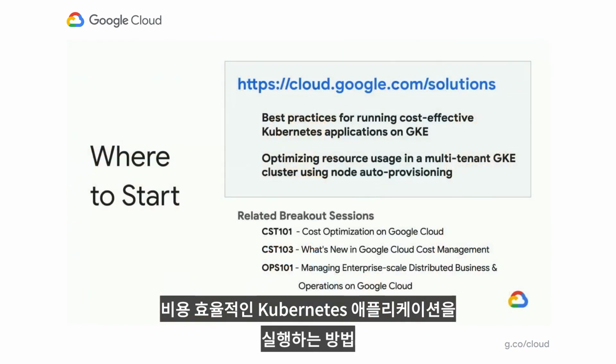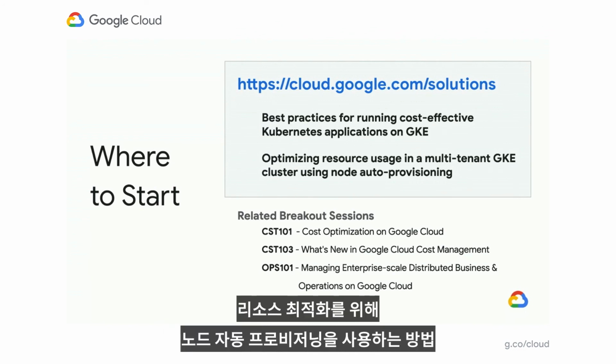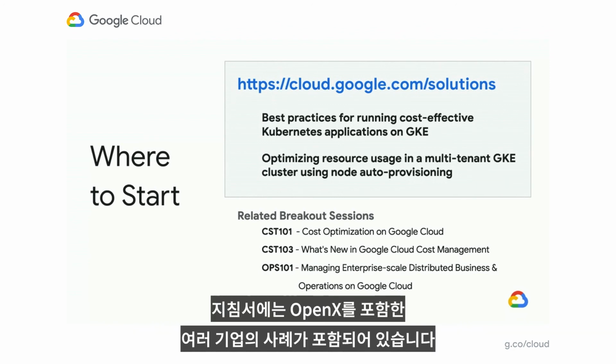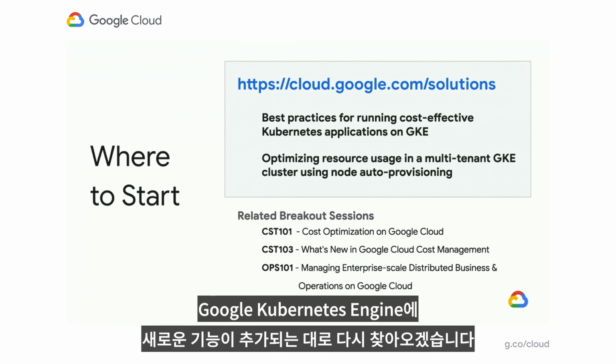Jersey, back to you. Thank you, Joel and Ivan, for sharing your experience with us. For those of you willing to get on a journey of optimizing cost to performance on GKE, we just published 2 solution guides that will give you advice on best practices of running cost-effective Kubernetes applications and how to use node auto-provisioning to optimize your resources. These guides are a collective summary of experiences of OpenX and many other companies who shared their stories with us. We will keep updating it as we add more functionality to Google Kubernetes Engine.